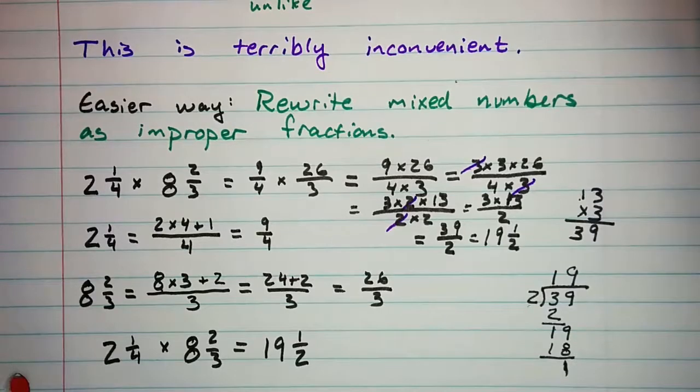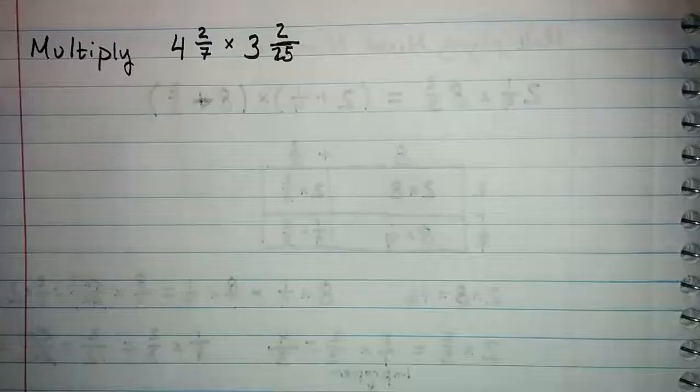And again, this is not the only conceivable method to multiply two mixed numbers, but it is by far the easiest. And so this is the way that we're going to consistently use. I'm going to give you one of these to try. Multiply 4 2/7 times 3 2/25. Pause the video and try this now.